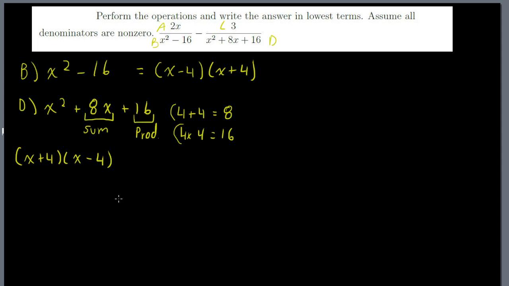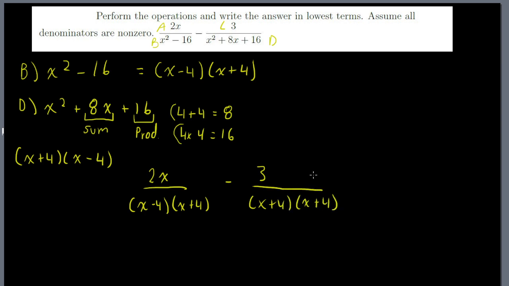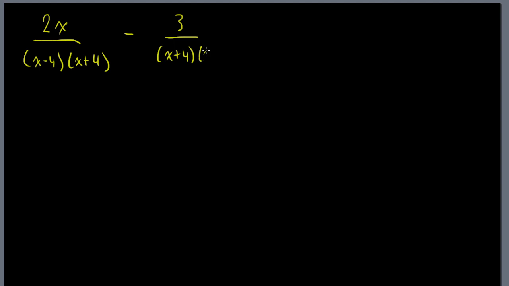Let's rewrite this fraction over here. 2x over x minus 4 times x plus 4, minus 3 over x plus 4 times x plus 4. Okay, so we're almost there. I'm going to shift this over to the next layer. We had 2x over x minus 4 times x plus 4 minus 3 over x plus 4 times x plus 4. So when we have a subtraction of two fractions, we want to use the common denominator.